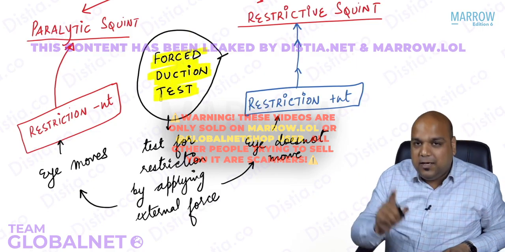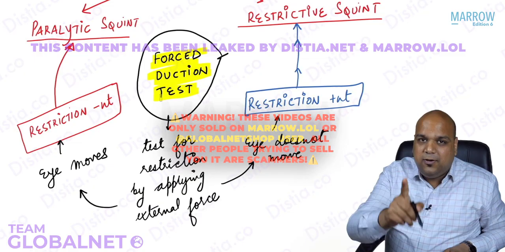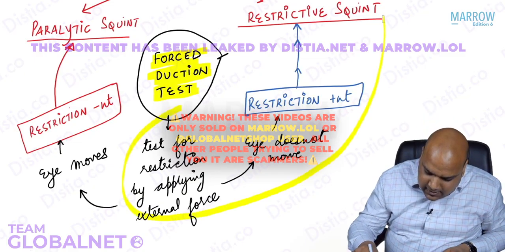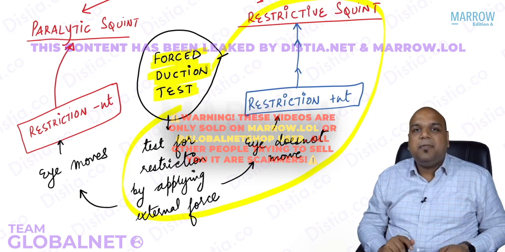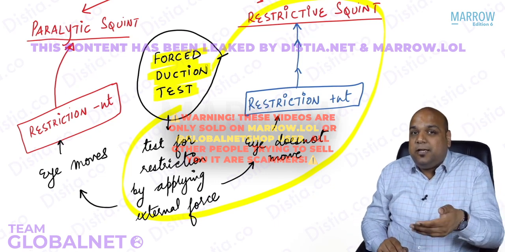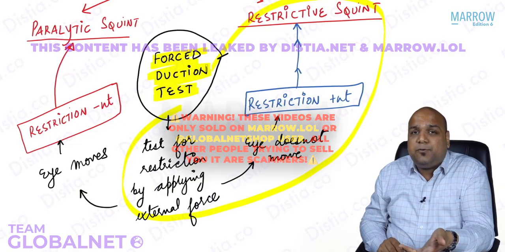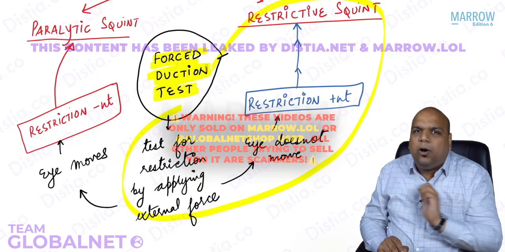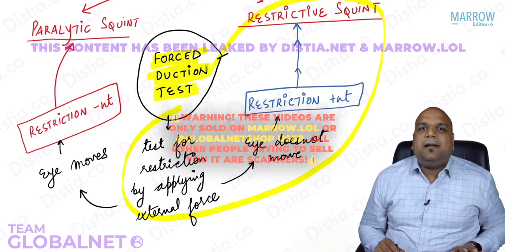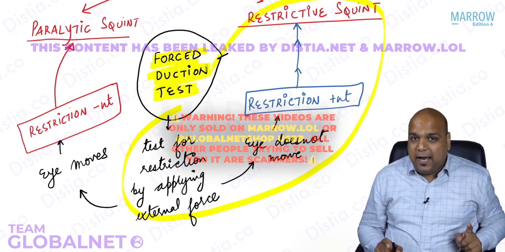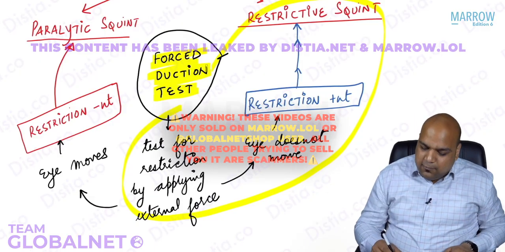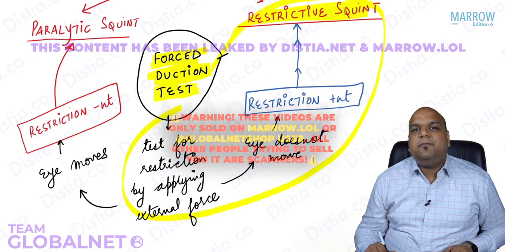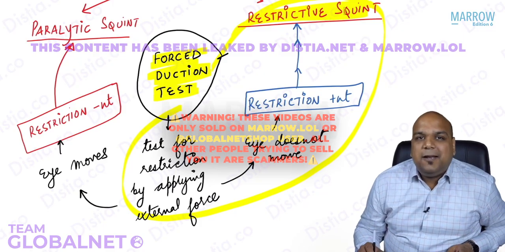If you are saying both of the above, then I have stopped using your mind, everybody. A test is said to be positive, everybody, then only it is diagnostic. So if force duction test is positive, then only we are diagnosing restrictive squint. If it is negative, then because it cannot be restrictive squint, it has to be paralytic squint. So please remember, a test is diagnostic only when it is positive. So force duction test is diagnostic for restrictive squint. I hope we are absolutely clear about this, everybody.